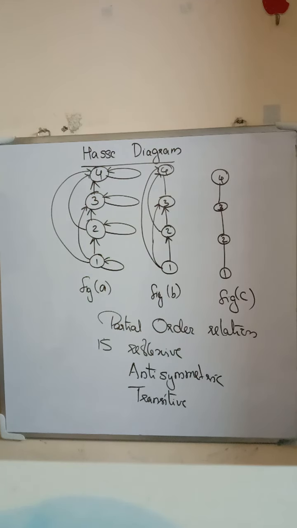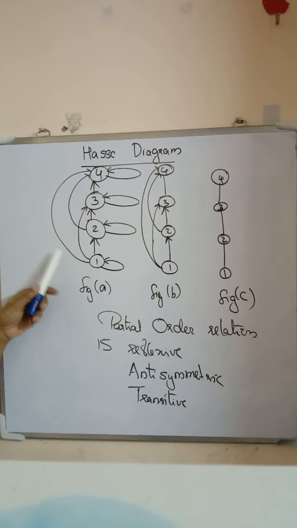Today we discuss Hayes diagram. Hayes diagram is a diagrammatic representation of partial order relation. We know that a relation is partial order relation if it is reflexive, anti-symmetric and transitive.